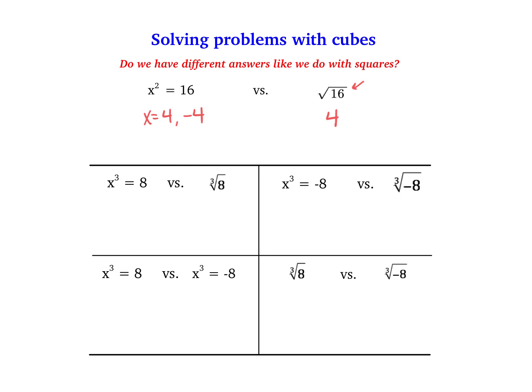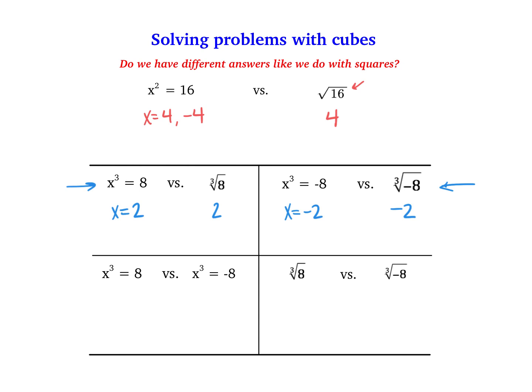You're never going to have two answers with cubes because the sign actually matters. So this row of examples are the same thing. Here I would have an answer of only positive 2 and only positive 2 here, whereas if I have a negative number, that answer would only be the negative. That would work. So unlike squares, when you're cubing something, the symbol and an equation are the same. Again, that's because the sign actually matters.